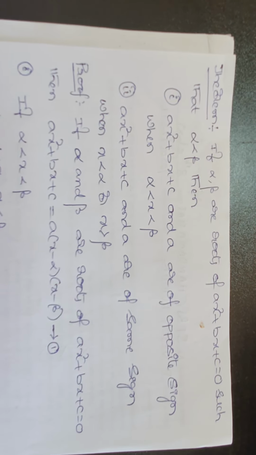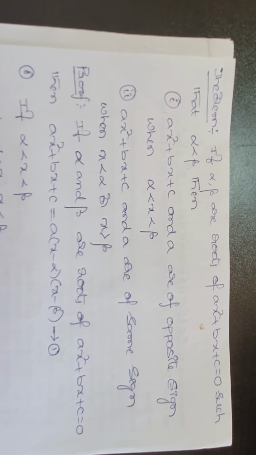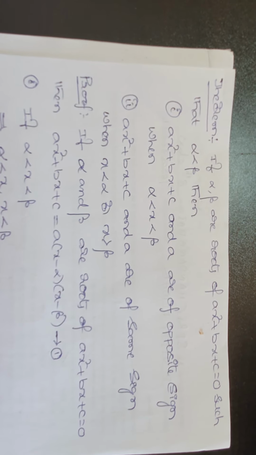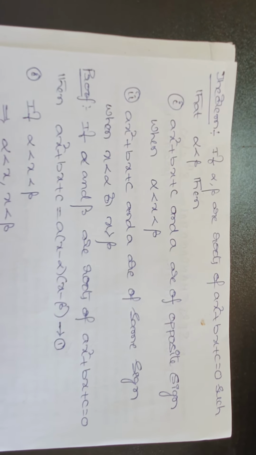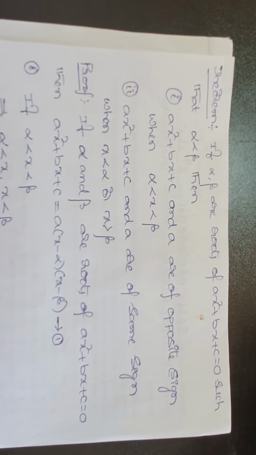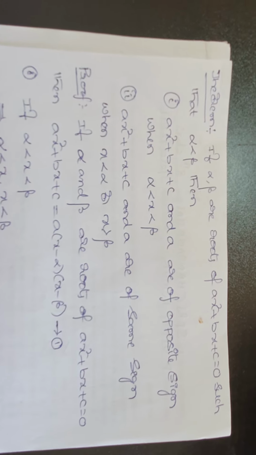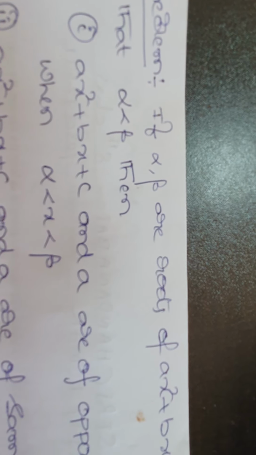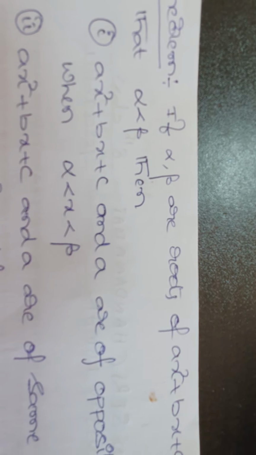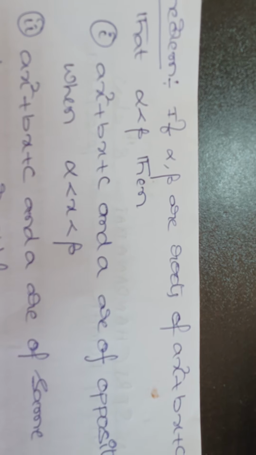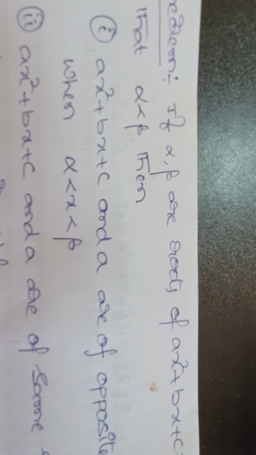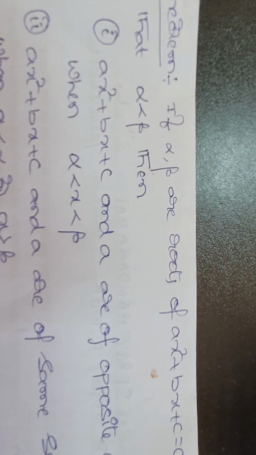What is given in the statement? α, β are the roots of ax² + bx + c = 0. According to result 4 in the previous result, ax² + bx + c can be written as a(x − α)(x − β). Call it equation 1. Now we come to the first point, that α < x < β. Suppose we have to prove that if α < x < β, then ax² + bx + c and a are of opposite sign.